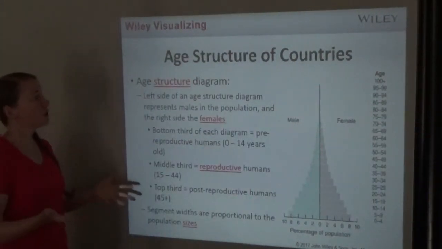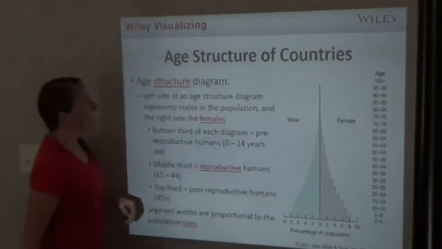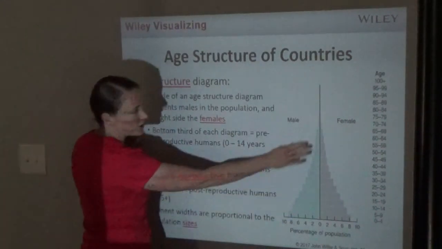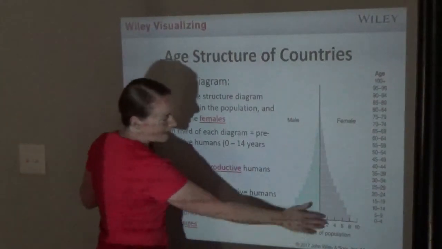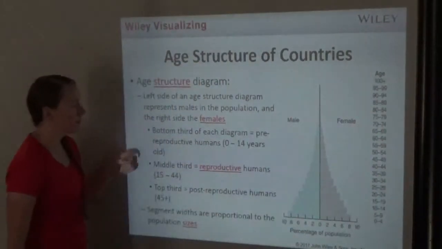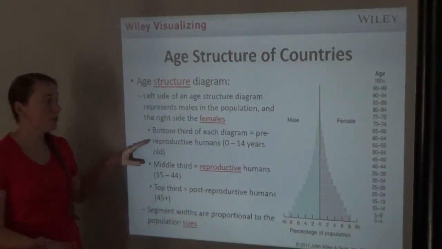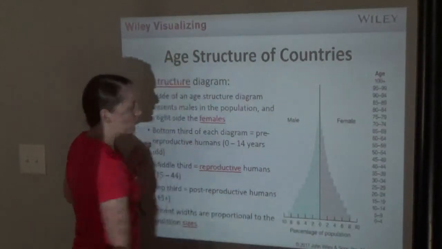So, age structure of countries. Age structure diagrams, they look like this. The left side of an age structure diagram represents males in the population, so you can see this kind of greenish color. And the right side is females, so this kind of pinkish or reddish color is the females. The bottom third of each diagram is pre-productive humans, so 0 to 14 years. So if you're looking at the bottom, we have our 0 to 14-year-olds.